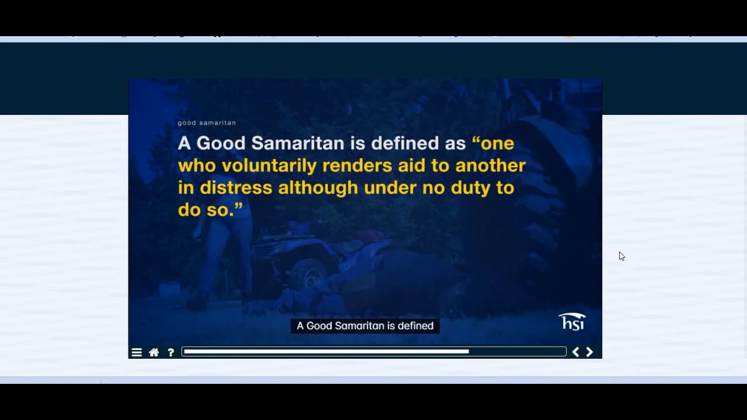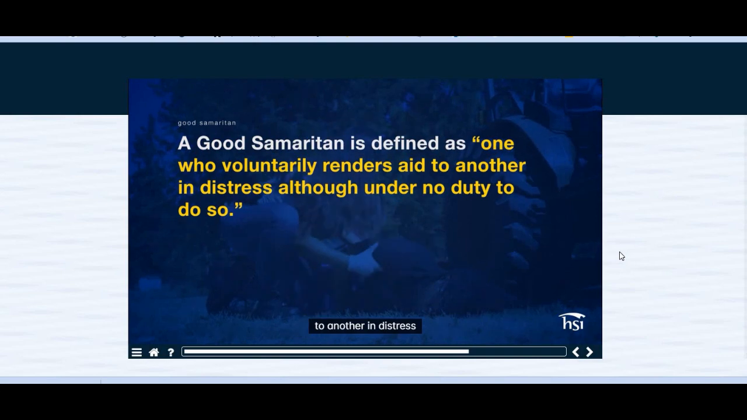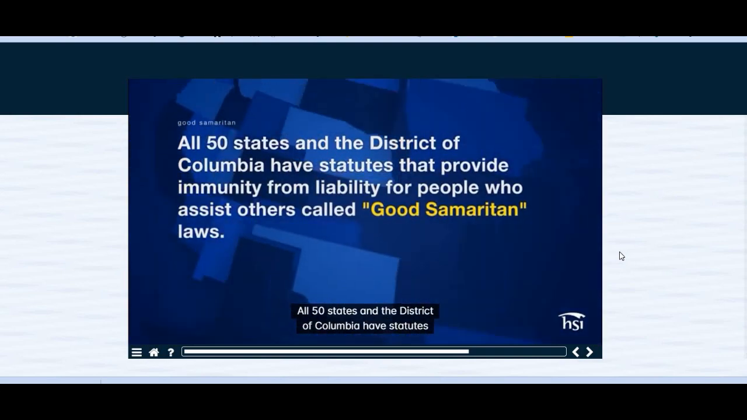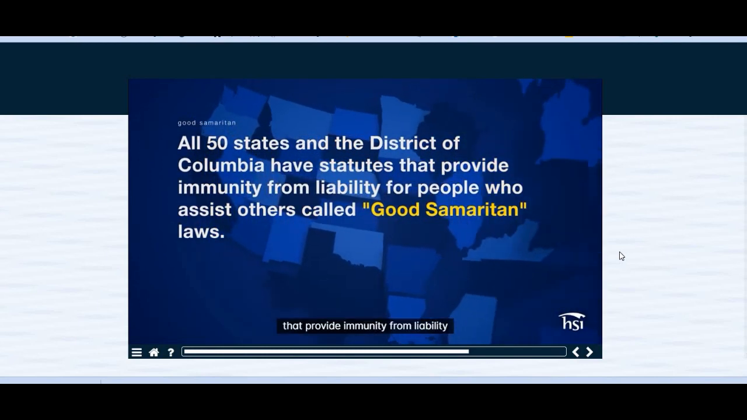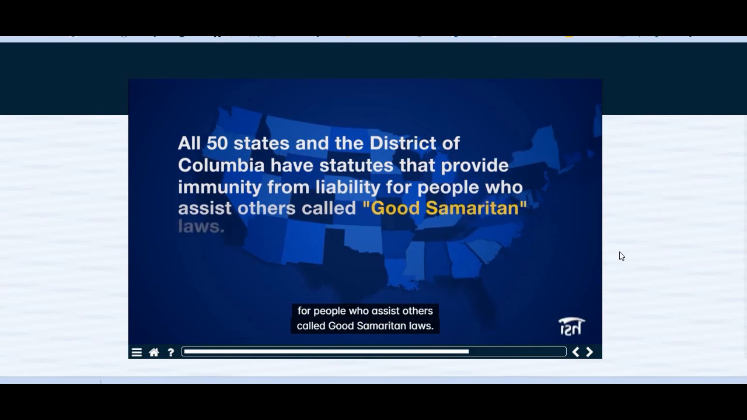A Good Samaritan is defined as one who voluntarily renders aid to another in distress, although under no duty to do so. All 50 states and the District of Columbia have statutes that provide immunity from liability for people who assist others, called Good Samaritan laws.